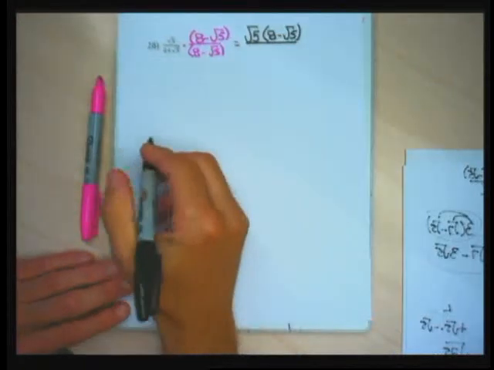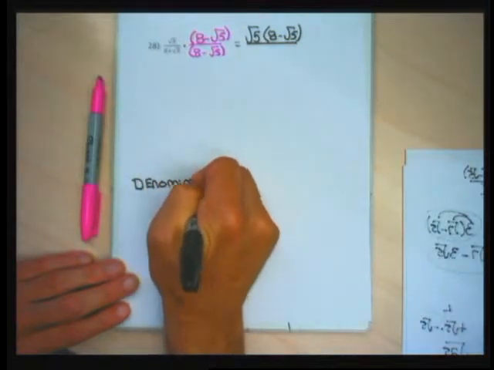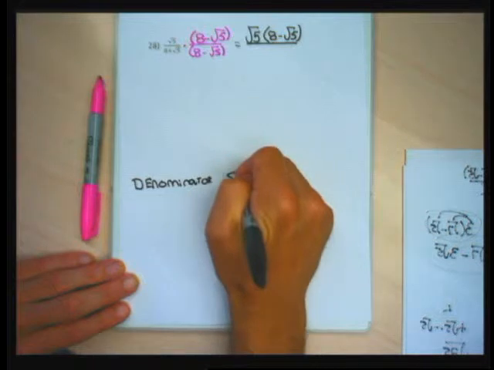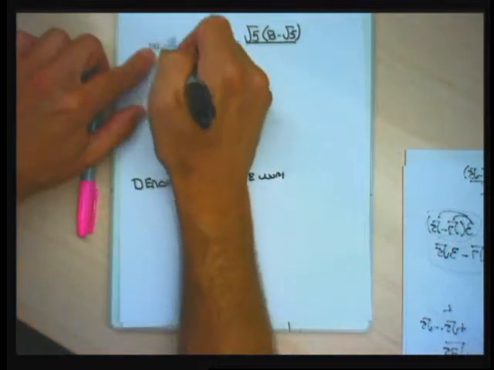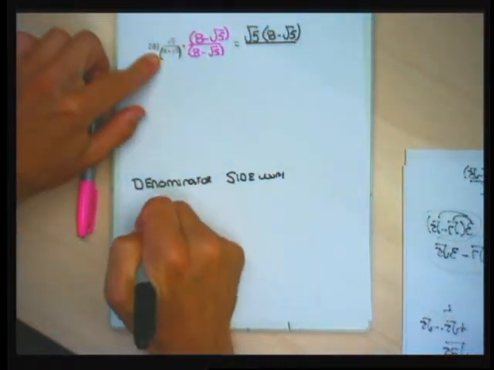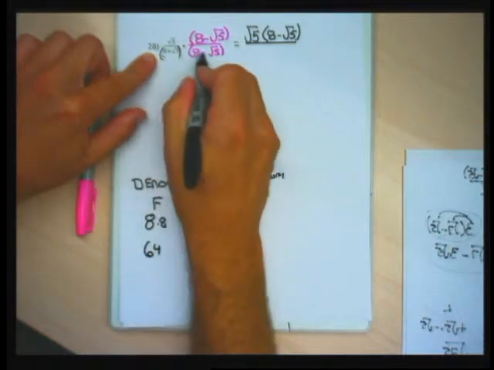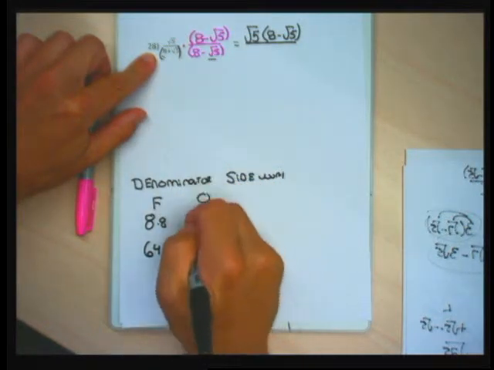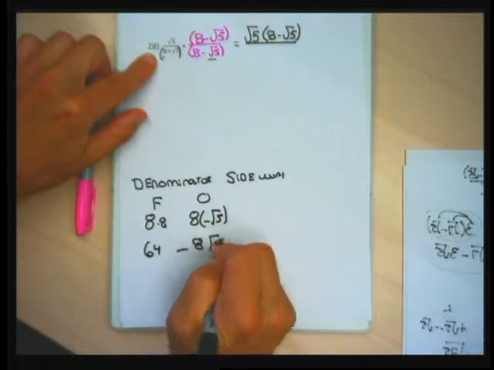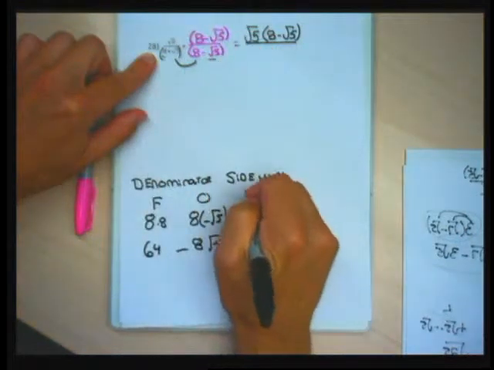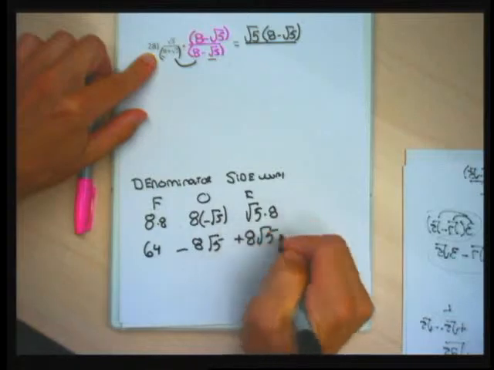In the denominator, I usually work off to the side, because the denominator is foiling. It takes up a lot of room. So I'm going to FOIL the denominator. Firsts are 8 times 8, which is 64. Outers are 8 times minus square root of 5, which is minus 8 square root of 5. Inners are the square root of 5 times 8, which is plus 8 square root of 5.